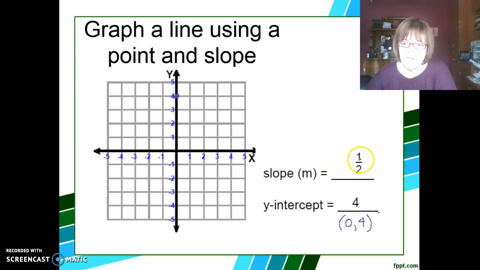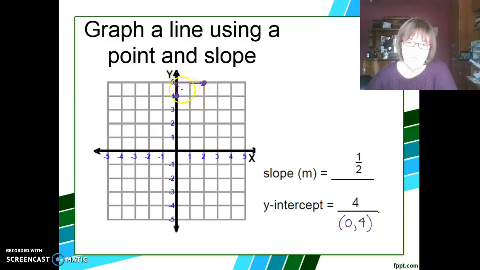Now my slope is 1/2. So I've got an interesting situation here. If I go up 1 and over 2, up 1, all right, I go up that 1 right there. It's a positive, right? 1/2 in that direction. Positive 1, positive 2. Those are the two positives. So that's my dot. But whoa, look, I'm almost going off the grid.